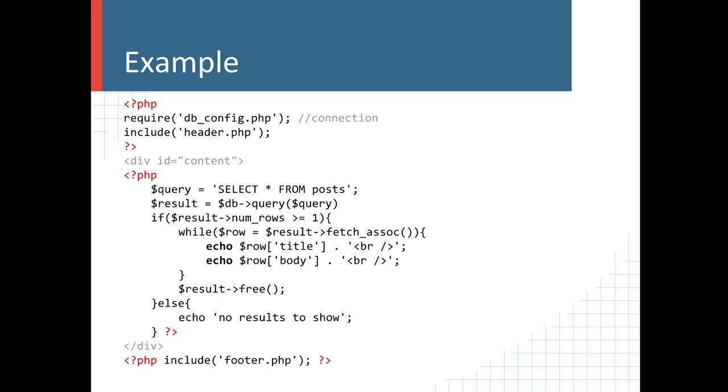So we get rows of data. numRows is a property of our result telling us how many rows of data there are. If there is at least one row of data, while out all of the data, then free the results. If there are no rows of data, echo no results to show. End the page, and we're done.